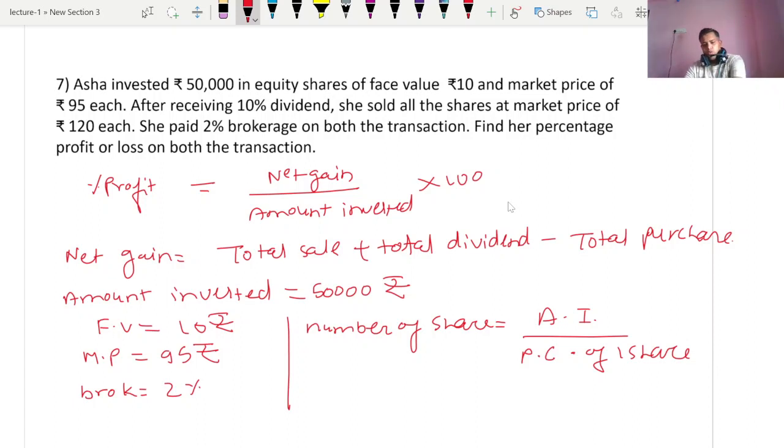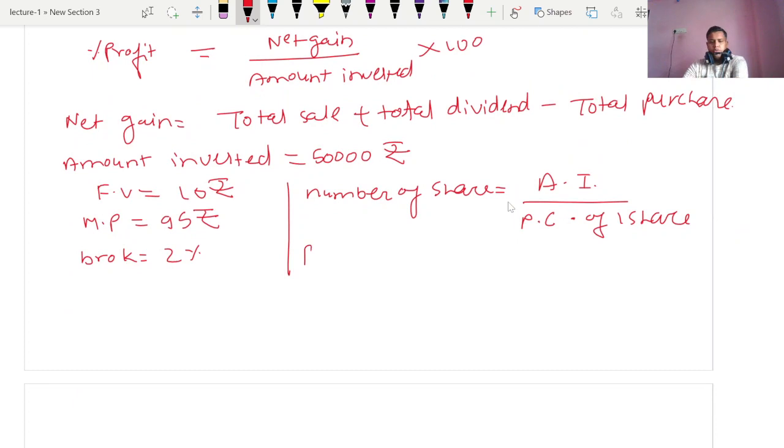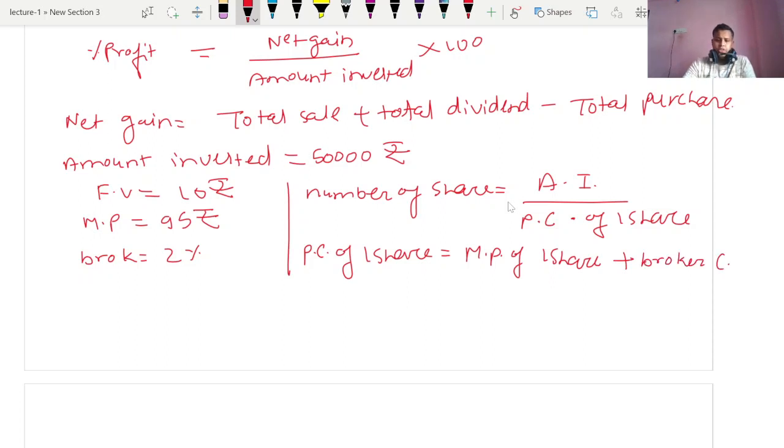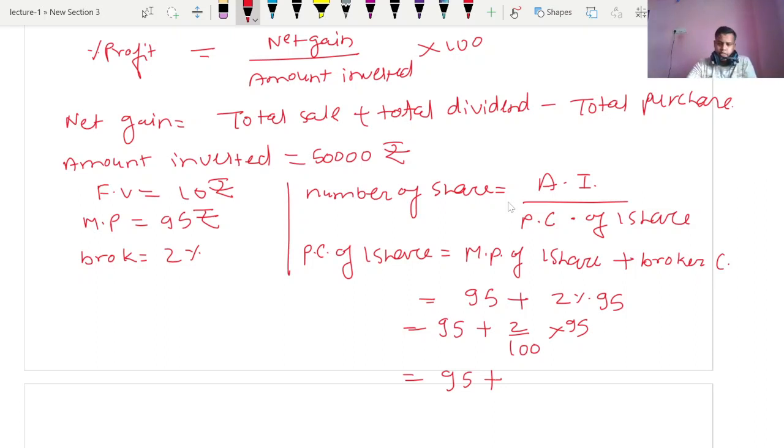Now since there is a brokerage involved, what is the purchase cost of one share? Purchase cost of one share is equal to market price of one share, and since you are buying the share, that's why plus brokerage charge. Market price of one share is 95 rupees, plus brokerage charge, which is 2% of 95, 2% of market price. So this will become 95 plus 2 by 100 of 95.